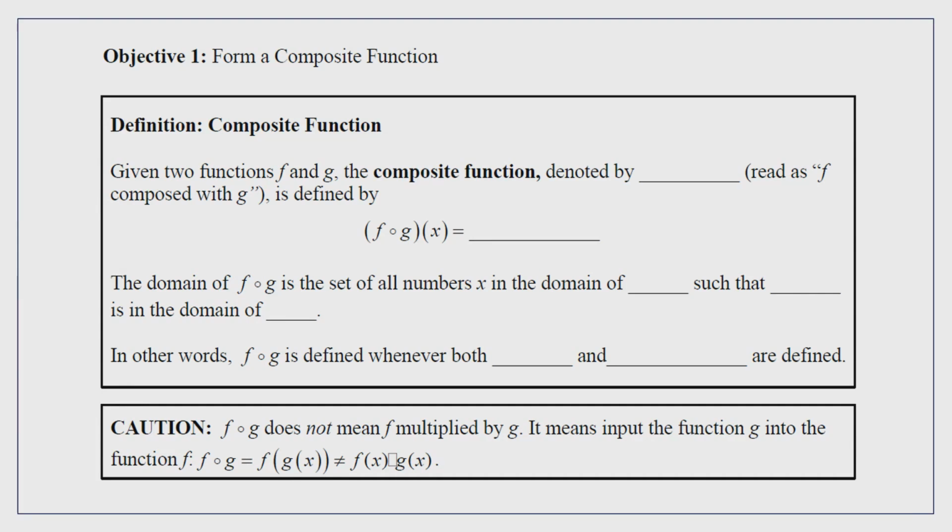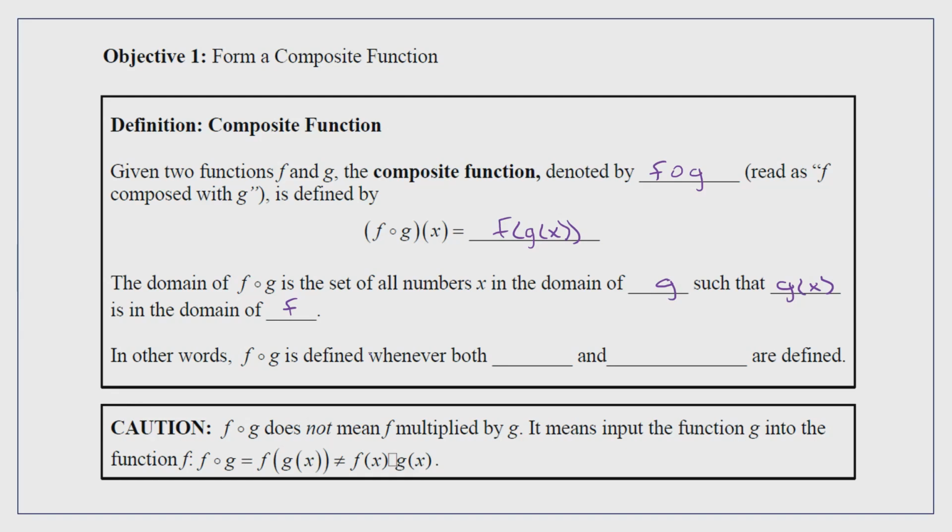The definition of composite function states, given two functions f and g, the composite function denoted f composed with g is defined by f composed with g of x equals f of g of x. The domain of f composed with g is the set of all numbers x in the domain of g, such that g of x is in the domain of f.